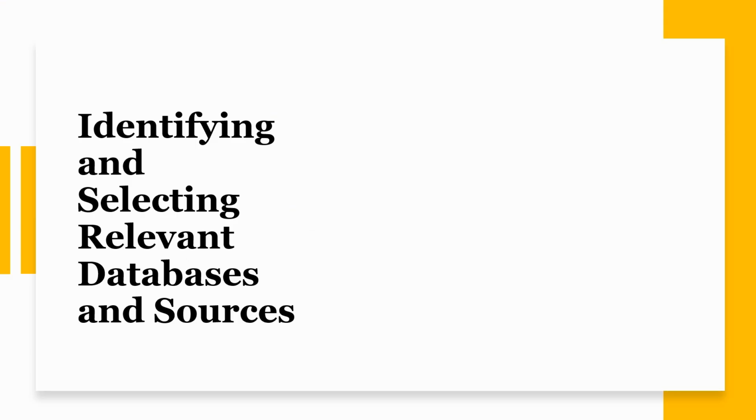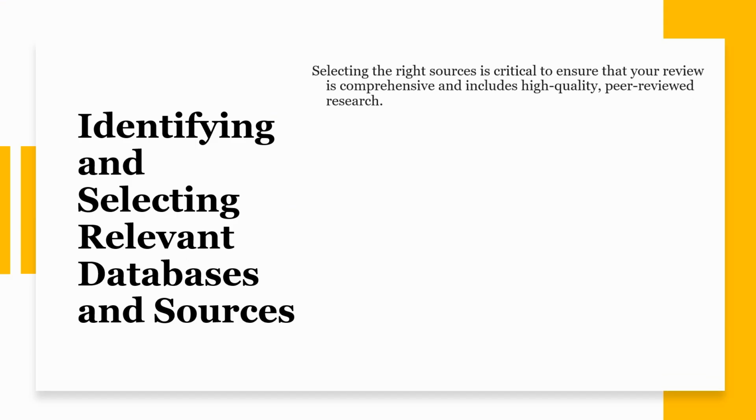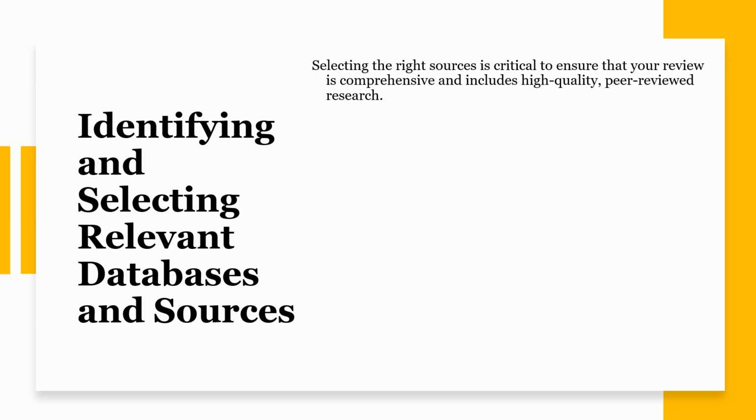Identifying and selecting relevant databases and sources. Now, selecting the right source is critical to ensure that your review is comprehensive and includes high quality peer reviewed research. So, you are not going to read and select information or data from all the papers that you get in your search results, specifically if you do not have access to Web of Science or Scopus and you're using other sources like Google Scholar. Now, you have to choose the databases based on your discipline.